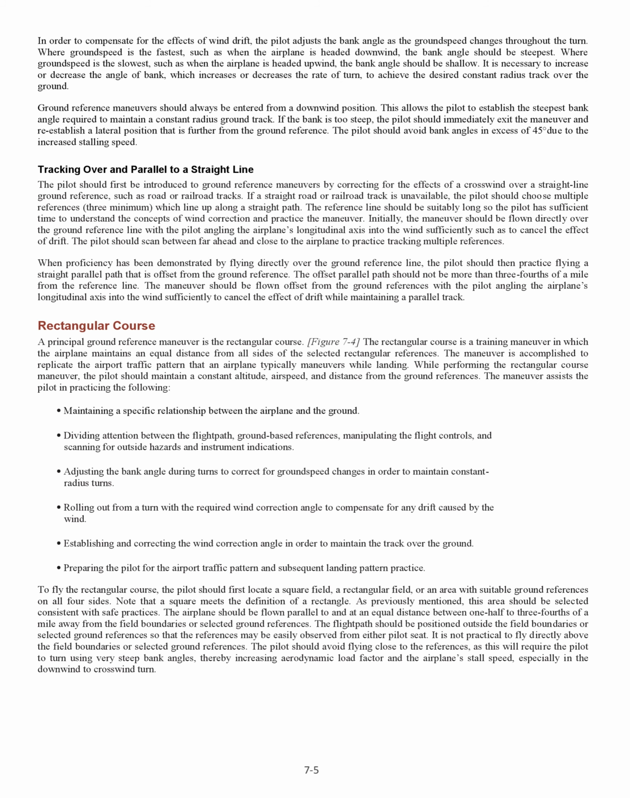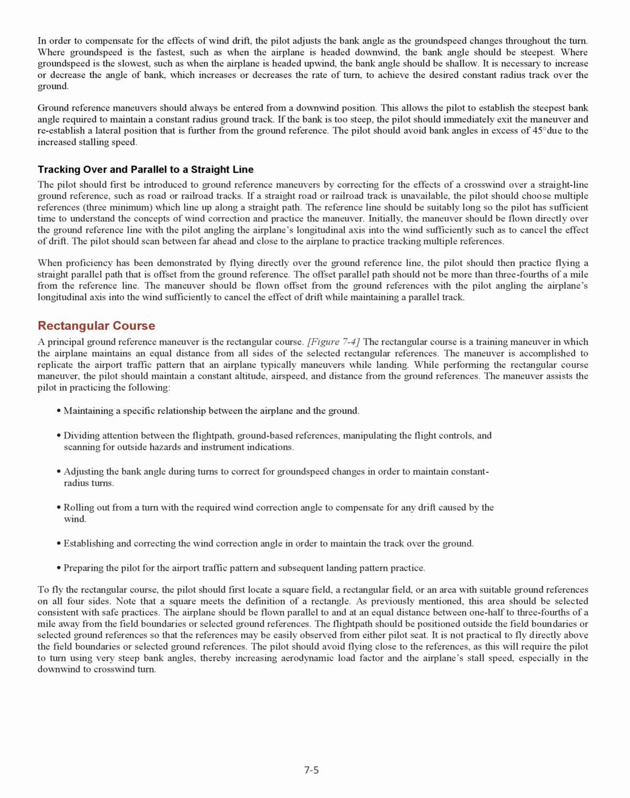Where ground speed is the fastest, such as when the airplane is headed downwind, the bank angle should be steepest. Where ground speed is the slowest, such as when the airplane is headed upwind, the bank angle should be shallow. It is necessary to increase or decrease the angle of bank, which increases or decreases the rate of turn, to achieve the desired constant radius track over the ground.